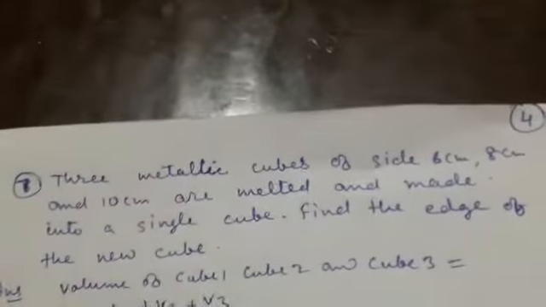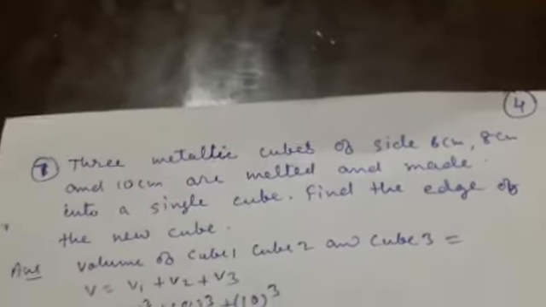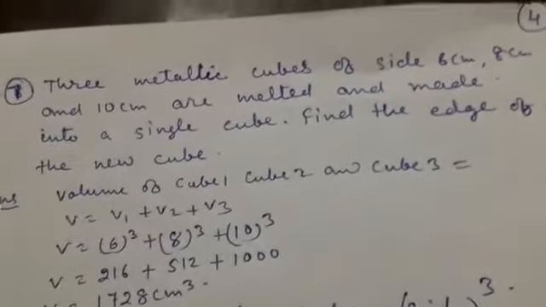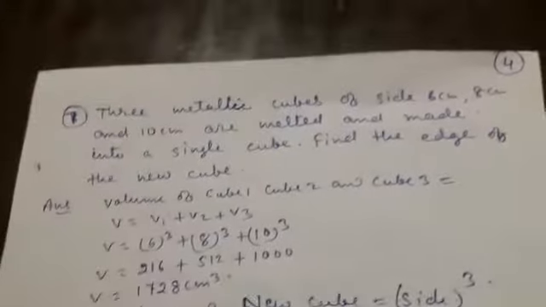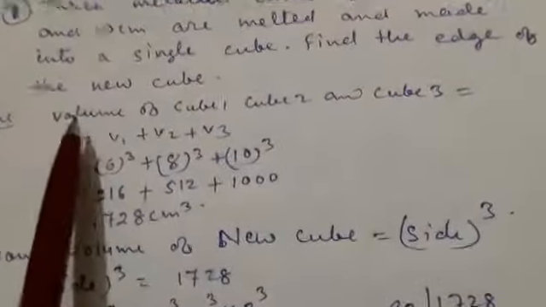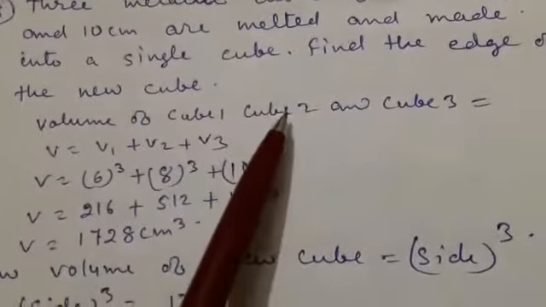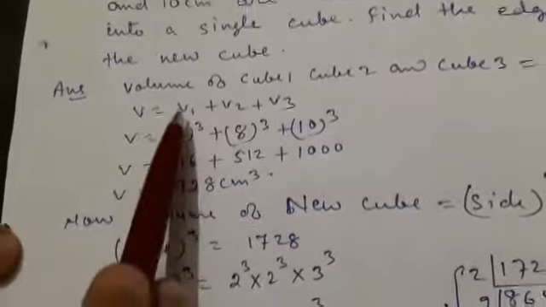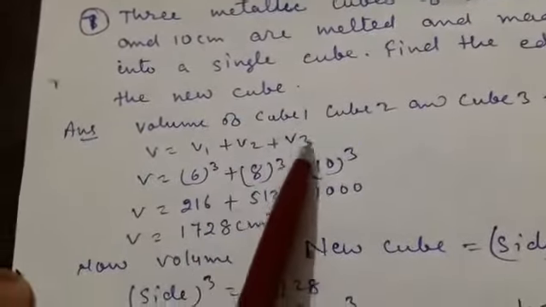3 metallic cubes of side 6 centimeter, 8 centimeter and 10 centimeter are melted and made into a single cube. Find the edge of the new cube. Let us see how we'll solve this question. Volume of cube 1, cube 2 and cube 3. Let us find out volume of cube 1 plus cube 2 plus cube 3.